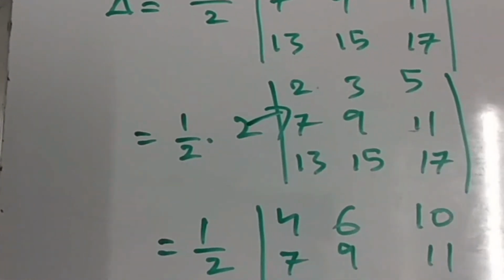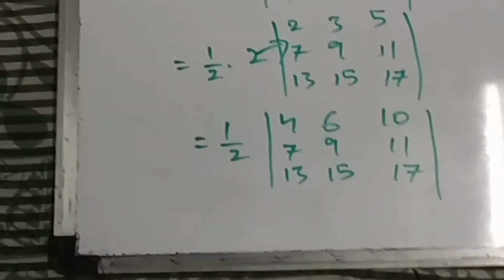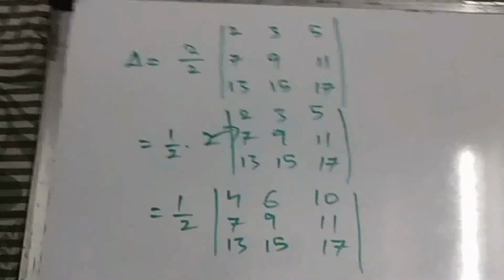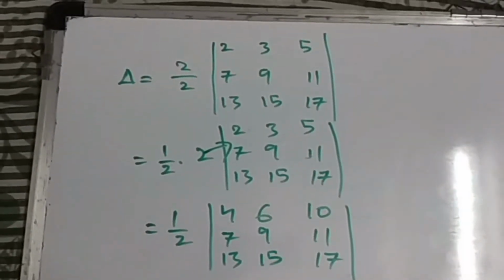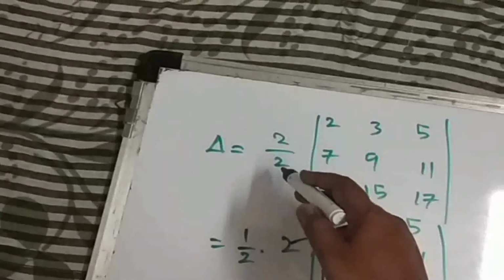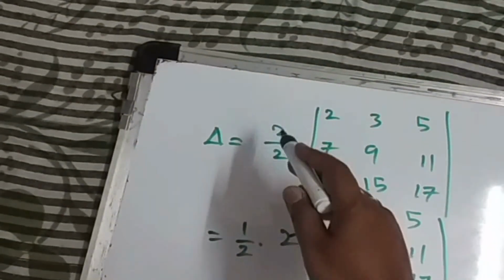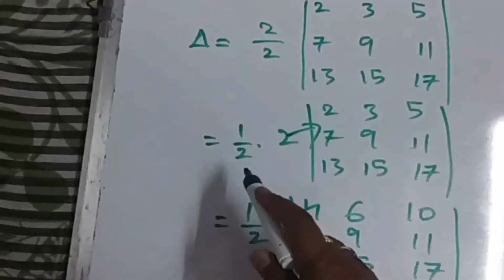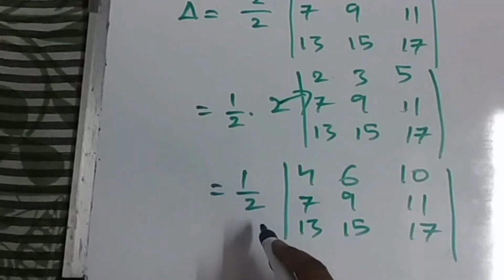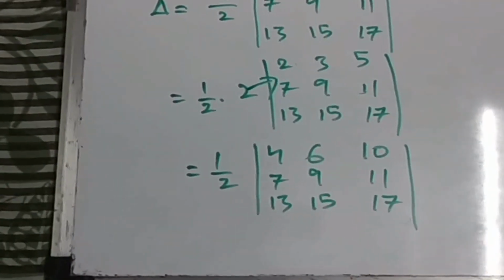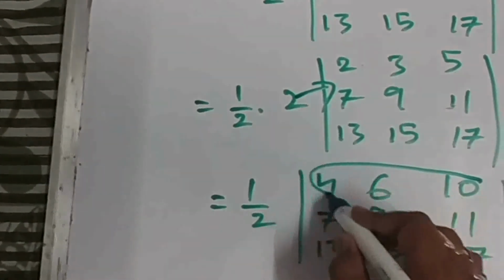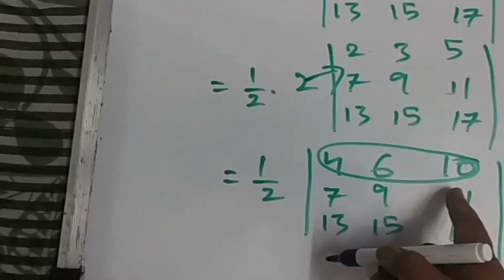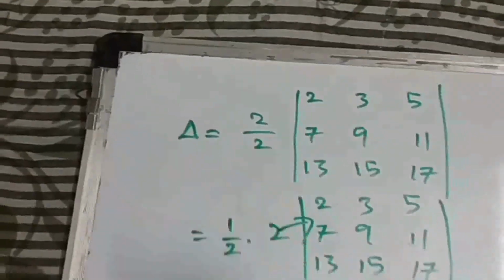So this is how a number can be multiplied inside. You have to write like this. If you want to multiply 2, then write 2 by 2, then write 1 by 2 into 2, where 1 by 2 will be outside and 2 is multiplied inside. Now again, if you take 2 common from the first row, you will come back to this step. Okay, now see another example.